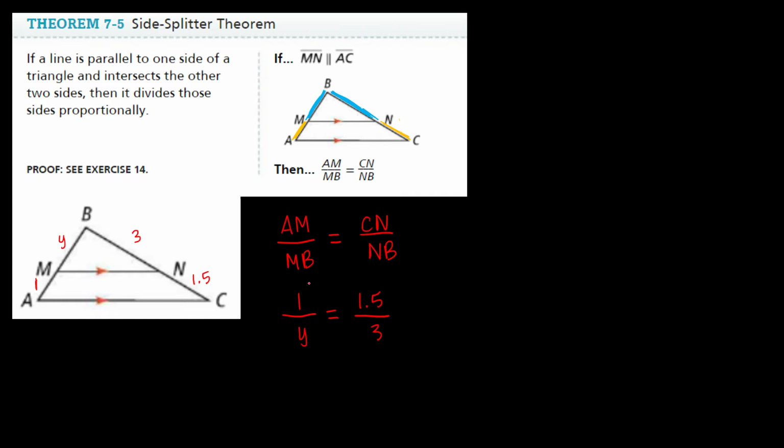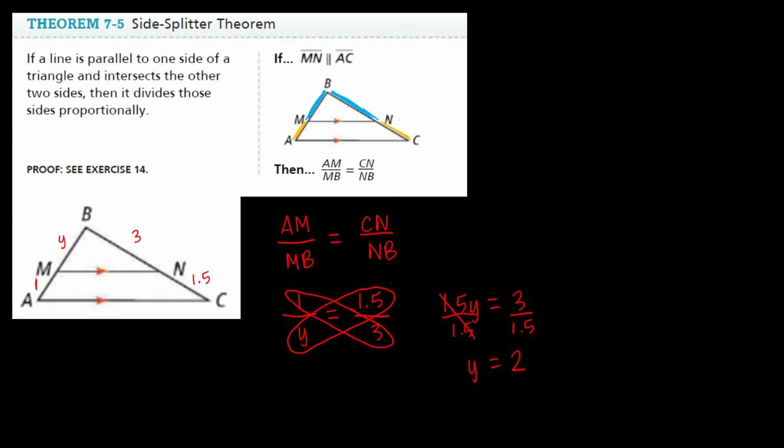We need to cross multiply. So we are multiplying y and 1.5 together, and we're also multiplying 1 by 3. So when we cross multiply, you're going to get 1.5y equals 3. So now to solve for y, we divide both sides by 1.5. Cancel that out. And y equals 2. So that is the value of y.